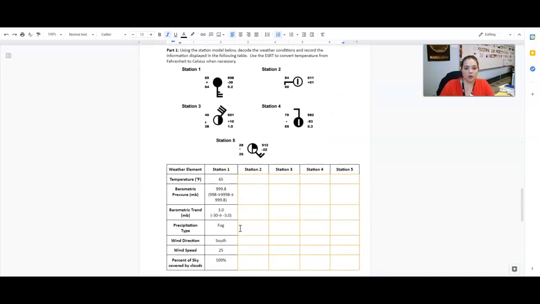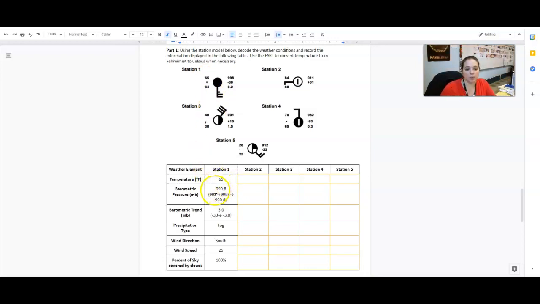Okay, so first things first, you are going to decode some of these stations. Let's look at station one. I'm going to walk through station one with you. You're going to be able to do two, three, four, and five after. So station one, it wants the temperature. Temperature is always up in the corner. Like I said, keep this with you. It'll help you to figure out what's what.